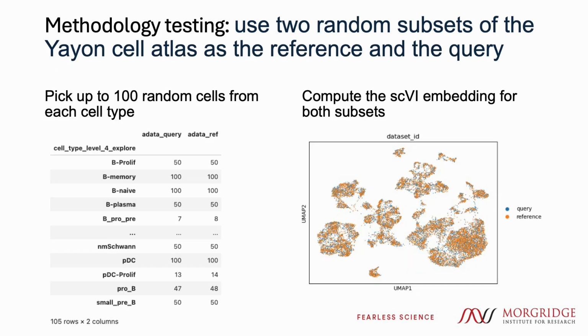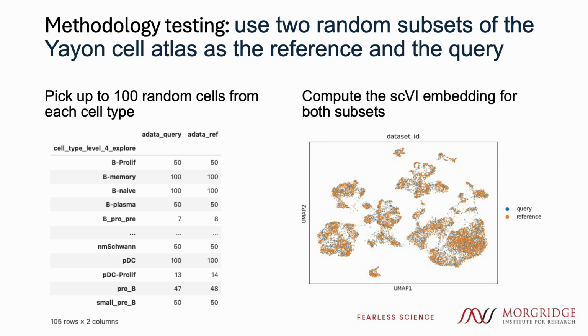In order to test our methods, we pick two random representative subsets of the thymus cell atlas and use one of them as the query and the other as the reference. After running the annotation workflow on the query dataset, we compare predicted cell types to the original cell atlas annotations, treating the latter as the gold standard.